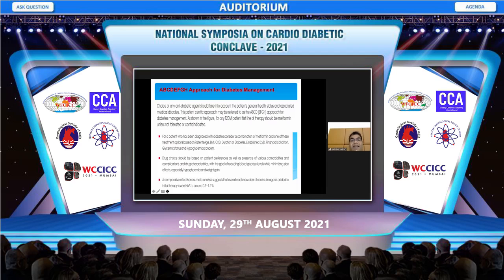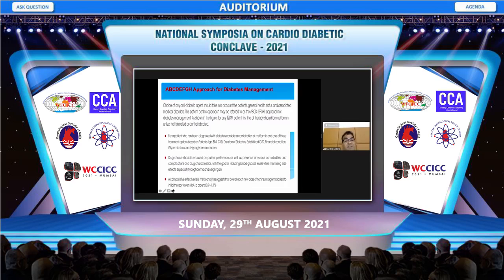So when you are deciding the therapy for a patient, you have to see these many factors. Drug choice should be based on patient preference as well as the presence of various comorbidities, and that's what we understood: established cardiovascular disease and CKD are two very important comorbidities which we must understand when we are starting the therapy or escalating the dose of the drug. The goal is reducing blood glucose level while minimizing side effects, especially hypoglycemia and weight gain. A comparative effectiveness meta-analysis suggests that each new class of non-insulin agents added to the initial agent decreases A1C by around 0.8 to 1.1.